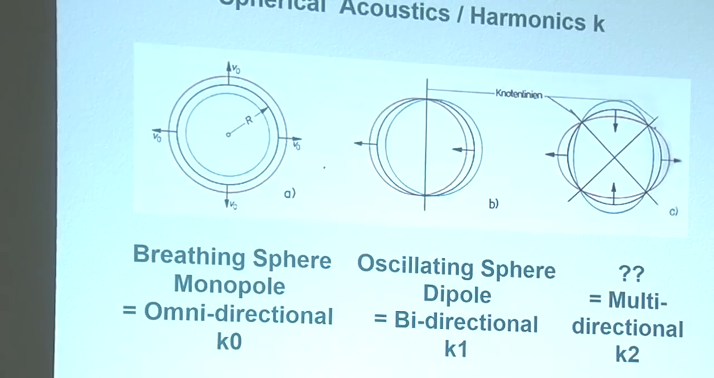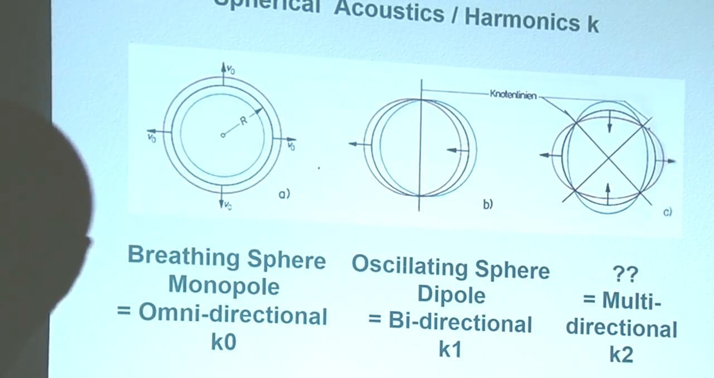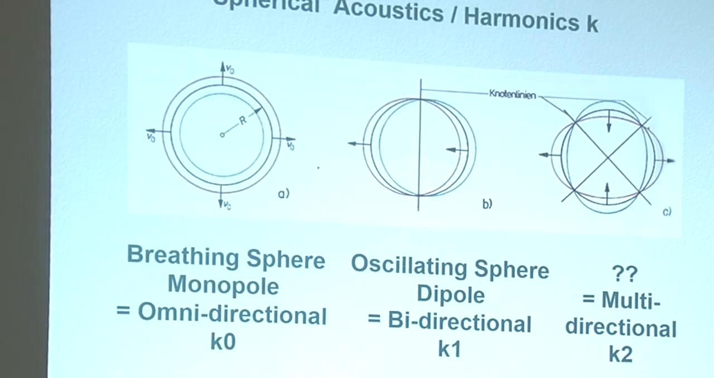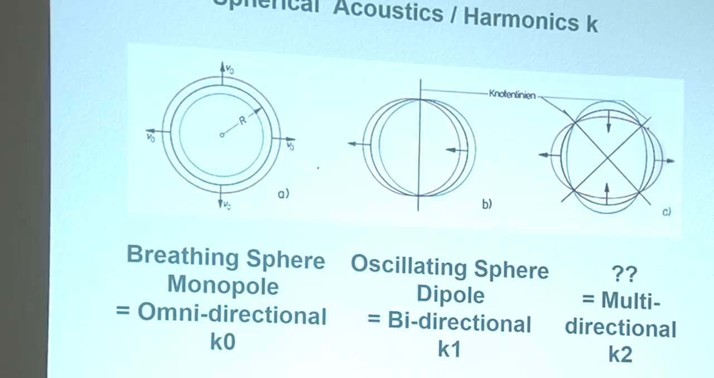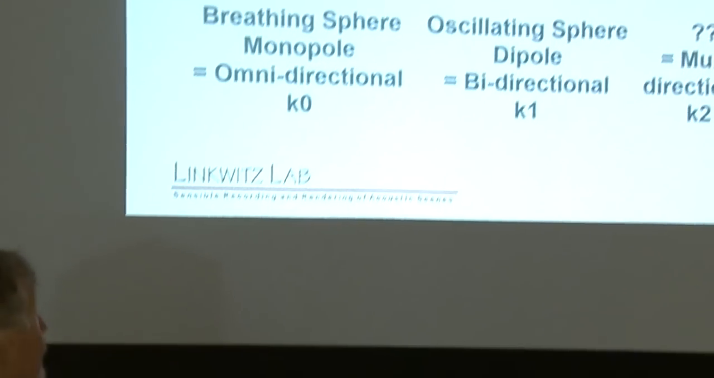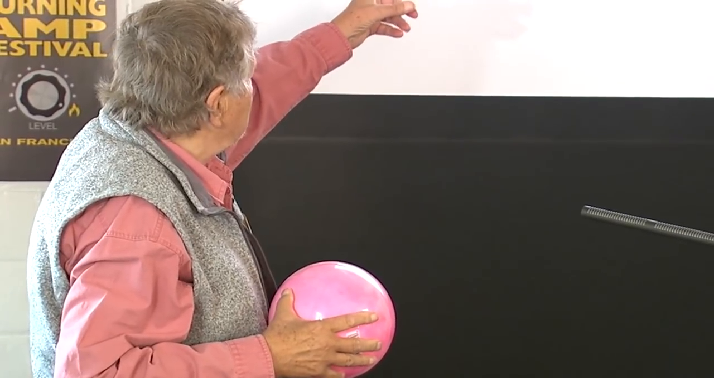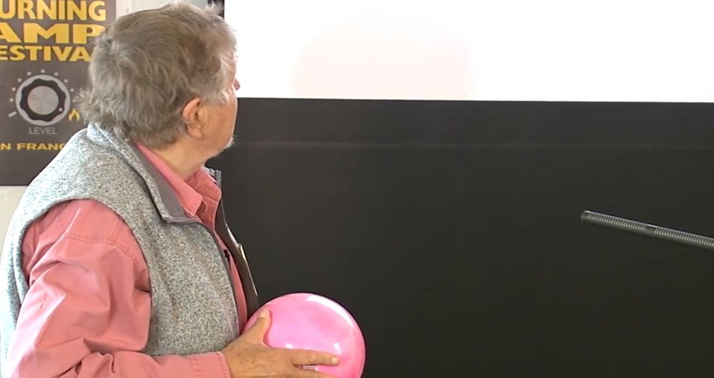In acoustics, I have a red ball here. See this ball? The basic acoustic radiator is like a ball that is pulsating, shrinking and expanding. It's a perfect omnidirectional source. When you look into the physics more closely, a breathing sphere is a monopole, it's omnidirectional. That's the picture on the left there.